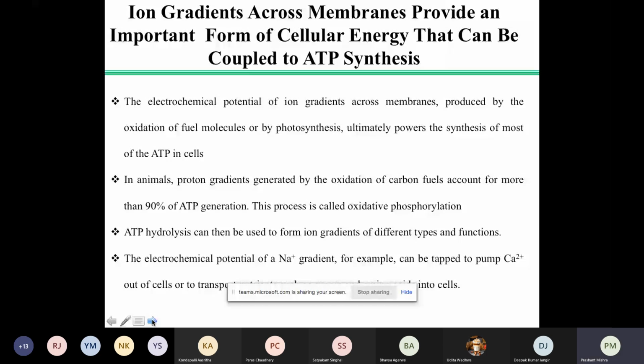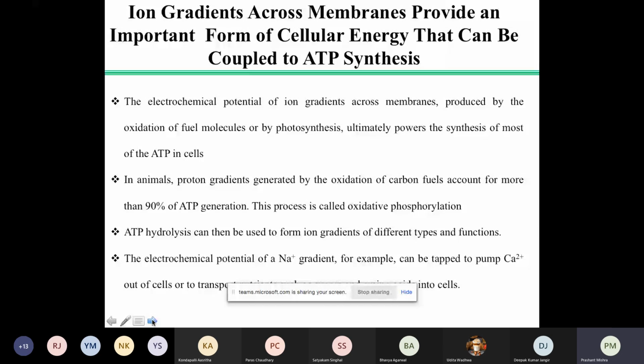The ATP hydrolysis can be used to form an ion gradient of different types and functions. First, initially an ion gradient is created because during oxidative phosphorylation, electron imbalance is being created, or protons are being pumped out of the mitochondria. That's why the ion gradient is created. And this ion gradient is utilized for ATP synthesis. And once ATP is synthesized, it can be used for different other ion gradients.